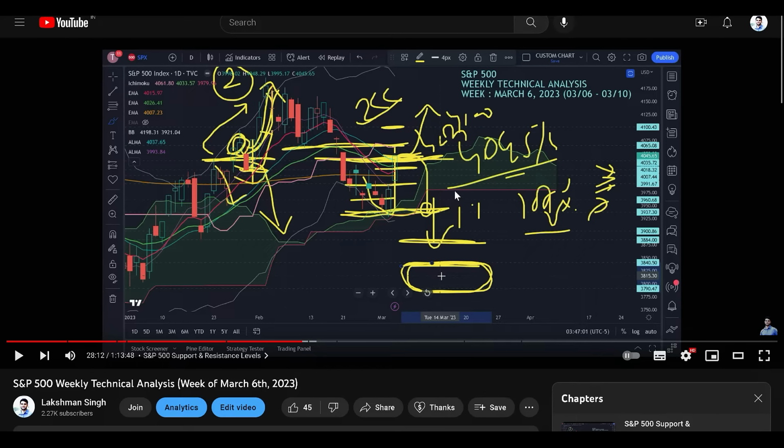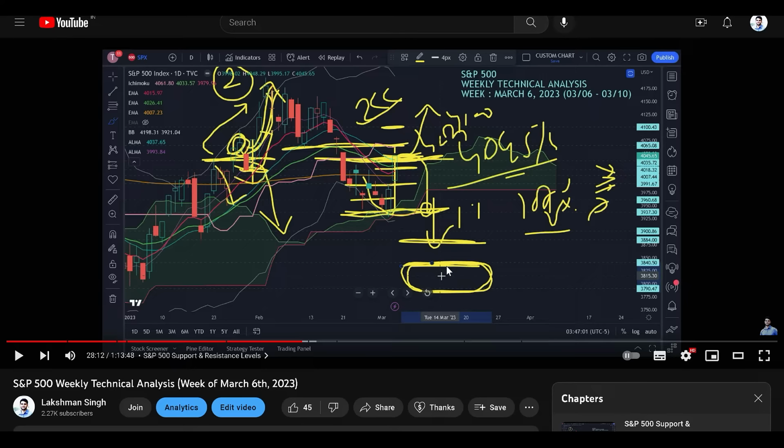Because we are anticipating a very heavy bearish movement, we can expect a fall up to the zone of 3840. But no matter what, S&P 500 will not be able to breach the zone of 3840. And exactly, it did.